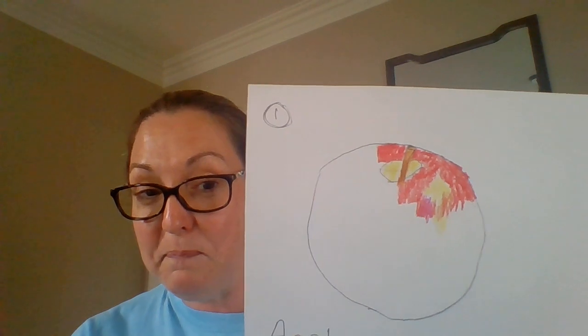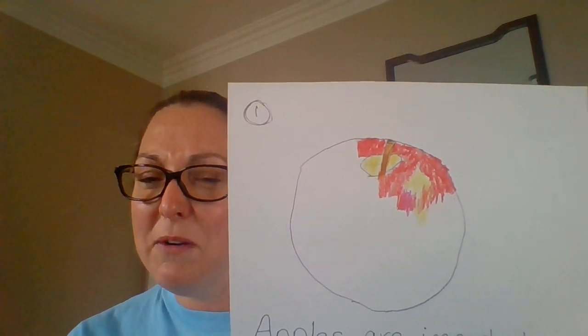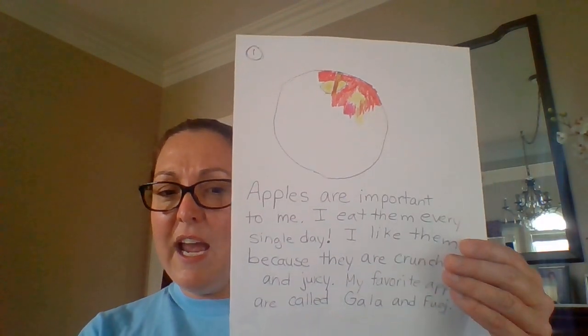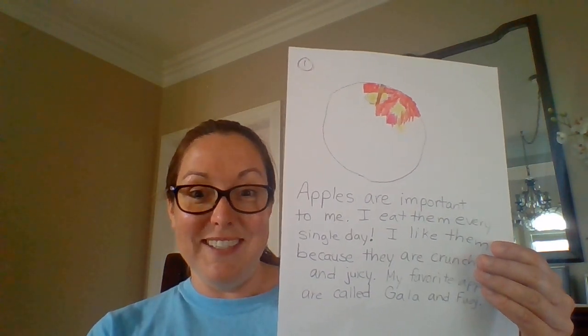Hi, my name is Mrs. Lepping, and today I'm going to present to you about a crop that would not be able to be grown if it weren't for pollinators. Today I picked to talk about apples as my crop. So the first thing I did was I created this really beautiful picture of an apple, and I wrote about the apple. And I'm going to read to you what I wrote.